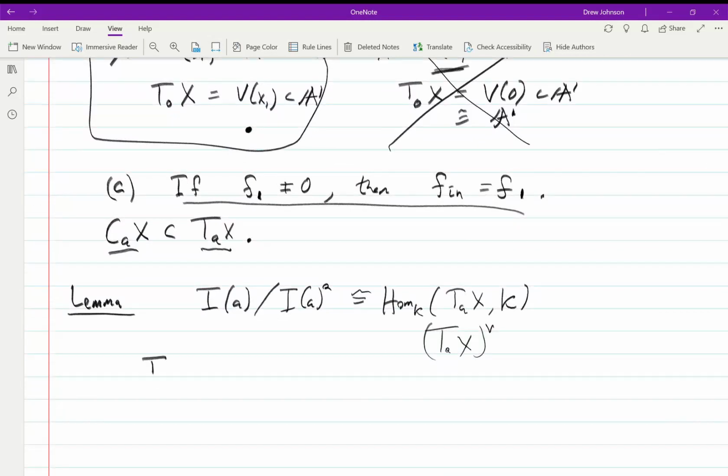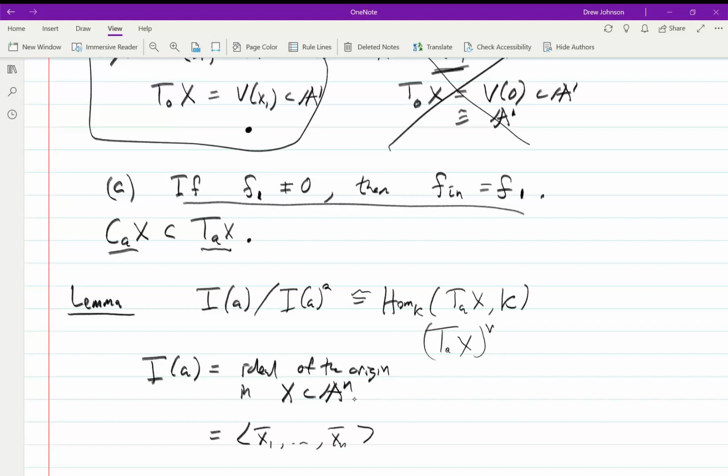Okay, and what are these things? So I_A is the ideal of the origin in X, which we're assuming is contained in A^n. All right, so the ideal of the origin will just be generated by x1 bar through xn bar. So in A^n, the ideal of the origin can be generated by x1 through xn. X probably has some other equations defining it, so I'm writing these bars to show that I'm not thinking of them in the coordinate ring of X.